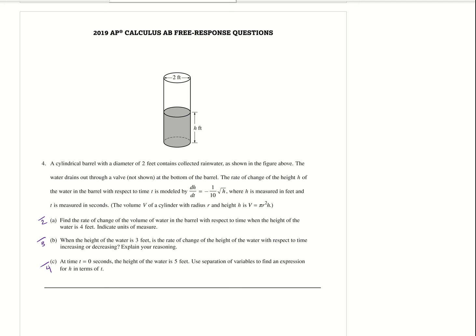All right, welcome to the 2019 FRQs. We're going to start with FRQ number 4.